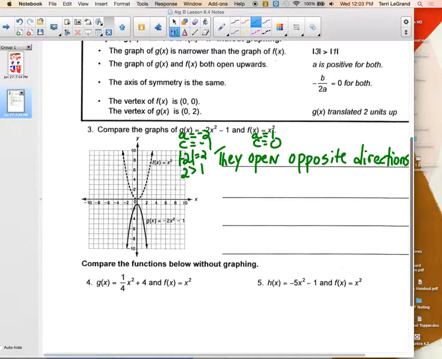What happens when a gets bigger than 1? Does it get wider or skinnier? It's skinnier. Yeah, it kind of seems the reverse of what it would. You think the bigger it gets, the wider it would open. But it's the reverse of that. It actually makes it more narrow. So we're going to say that g of x is skinnier, I like to use that word, I don't know why, than f of x. G of x is skinnier or more narrow, or you can use the word narrower, which is hard to say, than f of x.